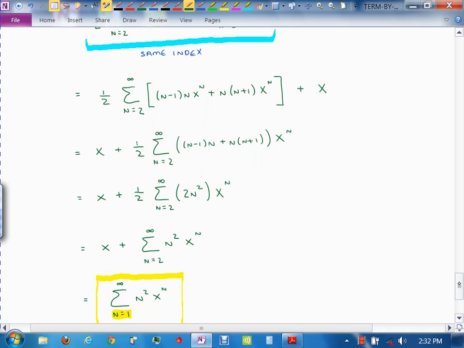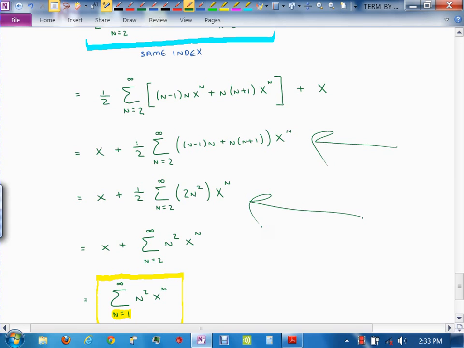Now I choose to put the x in front instead of leaving it out at the end. I threw it over here. And what did I do on this line here? I pulled out the x to the n that appears in both of these terms. And then what do I do from here to the next line? I distributed n through, so I get n squared minus n plus n squared plus n. When you put that together, you get 2n squared, then you have the x to the n that you pulled out.